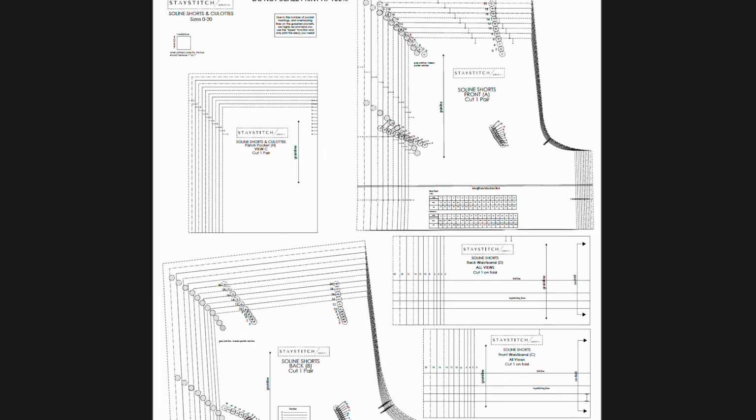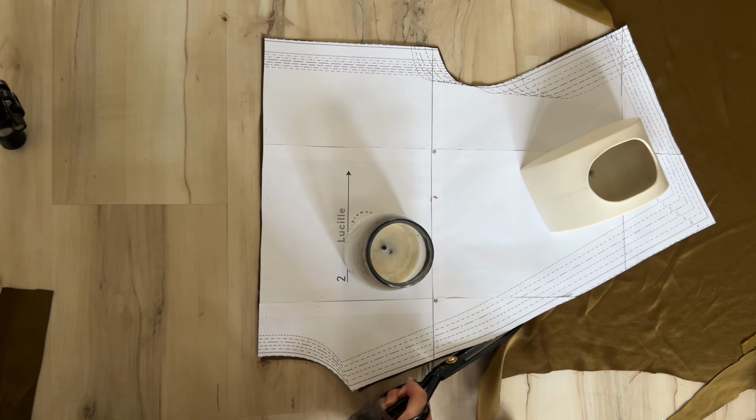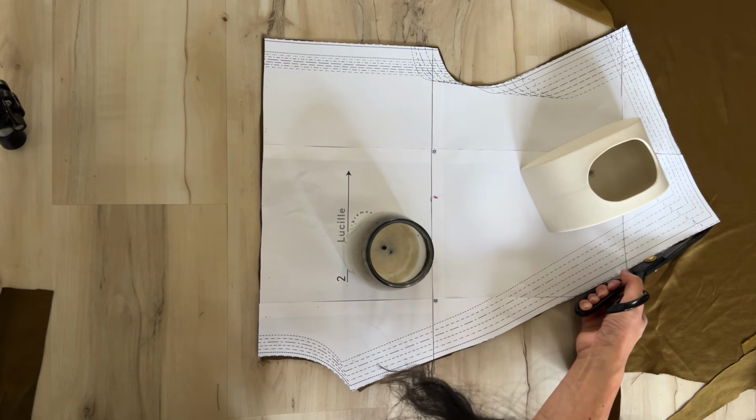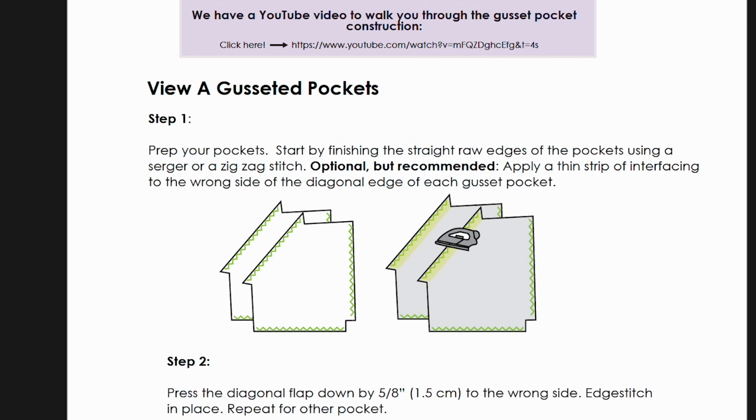But before we dive into it, what is a sewing pattern? A sewing pattern is basically a blueprint for how to make a garment. It's going to have the pattern pieces that you'll need to cut out, along with instructions on how to assemble the pieces into a garment.